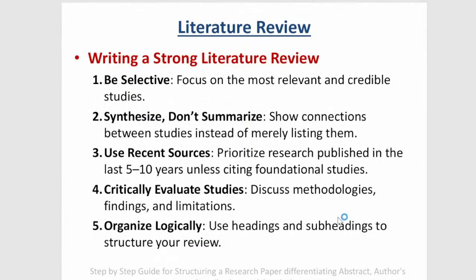While we are trying to write a strong literature review, we have to be selective. We need to focus on the most relevant and credible studies. We need to synthesize, not summarize. We have to show connections between studies instead of merely listing them. We use recent sources. We need to prioritize research published in the last 5 to 10 years, unless citing foundational studies.